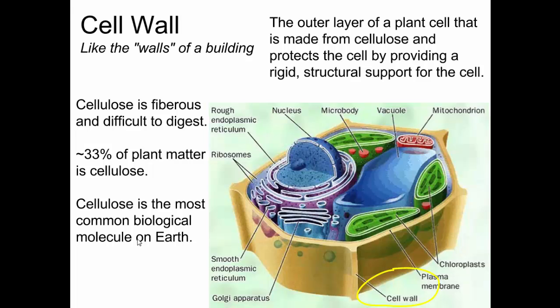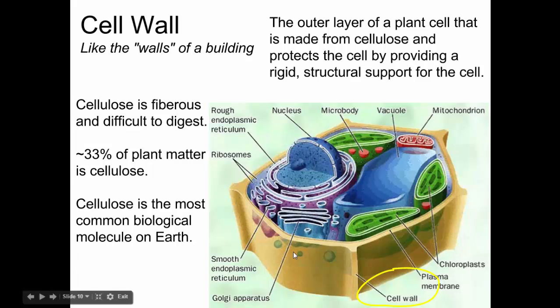And the reason that plant cells have a cell wall and animal cells do not is that there's nothing rigid about a plant. It doesn't have bones like animals do. So it needs something to protect it, help it stand up and be firm, and that is where the cell wall comes in. The cell wall contains cellulose, which is fibrous and is difficult to digest, and about 33% of plant matter is cellulose, and cellulose is the most common biological molecule on Earth.